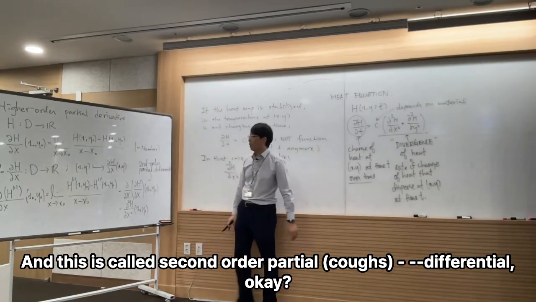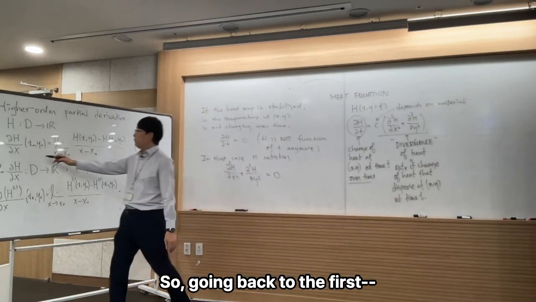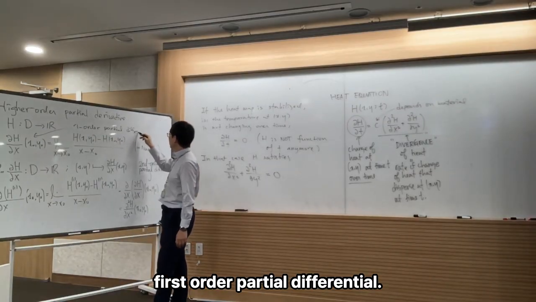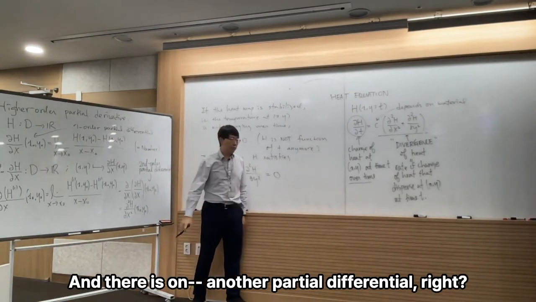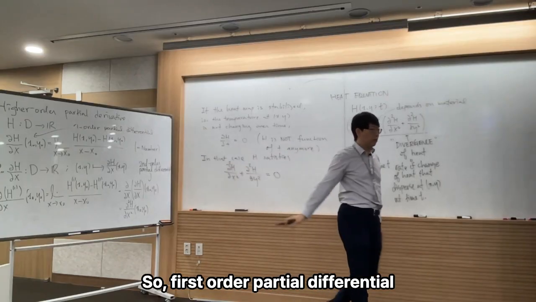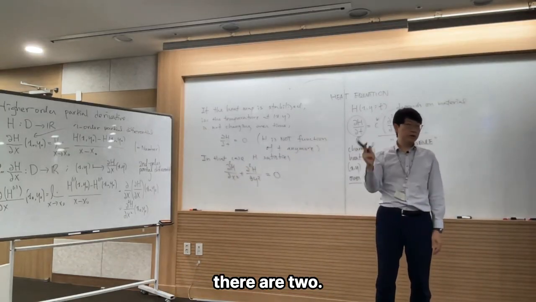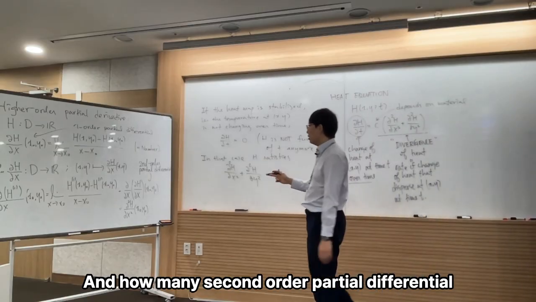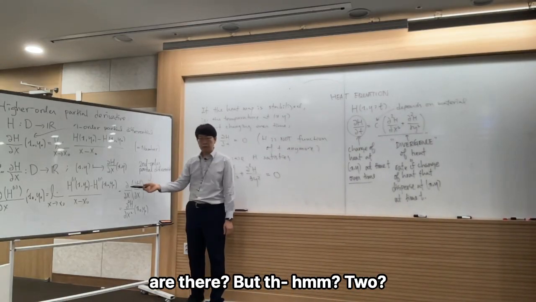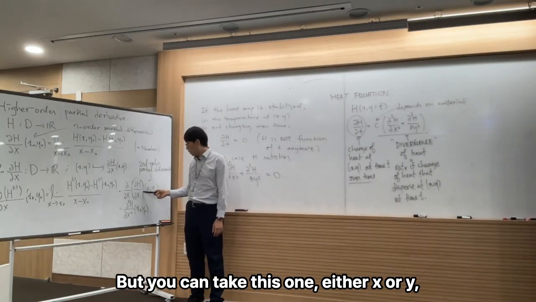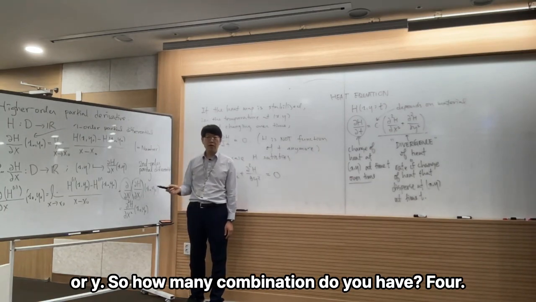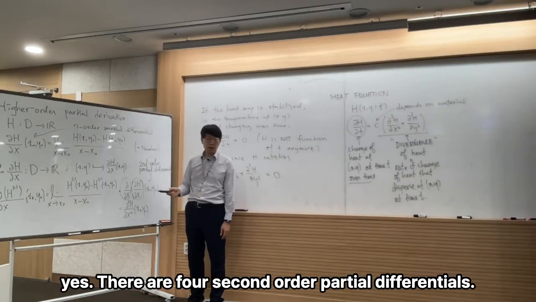Okay. So going back to the first, this is called first order partial differential. And there is another partial differential, right? For first order partial differential, there are two, because this h is a two variable function. And how many second order partial differentials are there? Two? But you can take this one either x or y, and also you can take this one as x or y. So how many combinations do you have? 4, yes. There are 4 second order partial differentials.